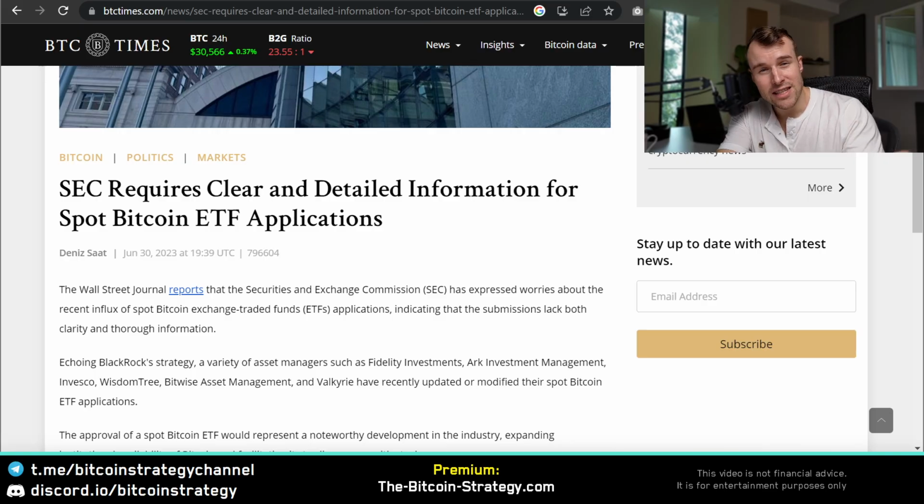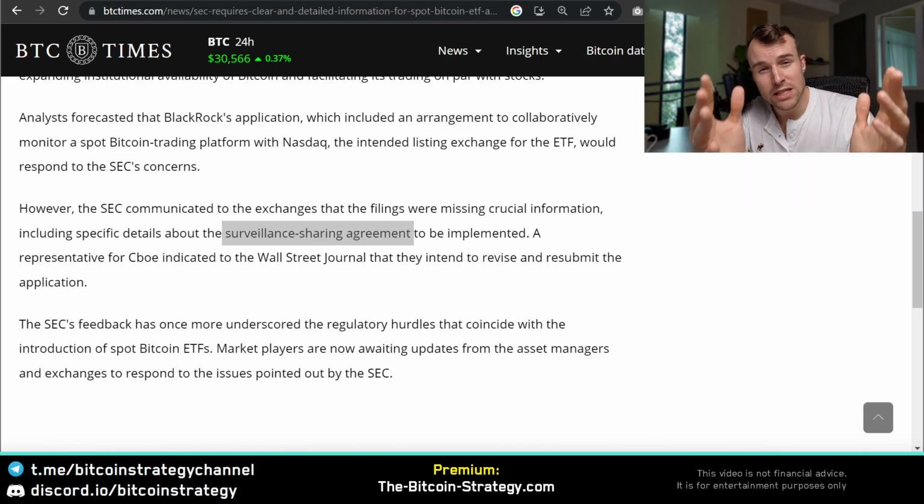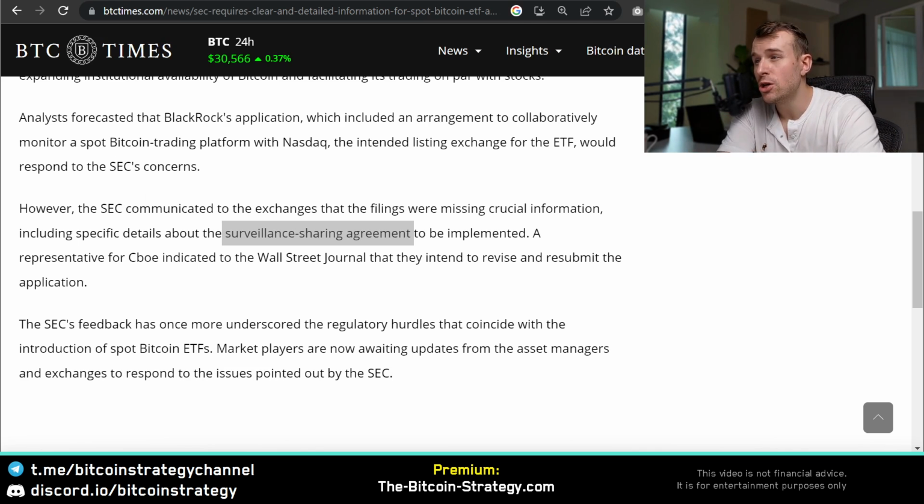There's a huge fight going on in traditional finance with the asset managers like Fidelity and BlackRock on the one side and the SEC on the other side. The SEC didn't just approve the spot Bitcoin ETF applications. It asked for more information which are specifically related to the surveillance sharing agreement.